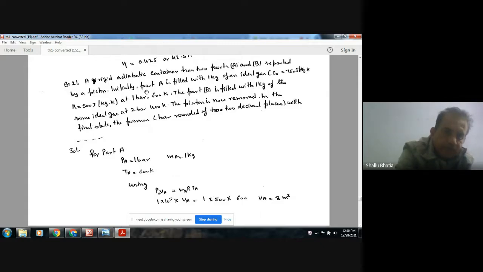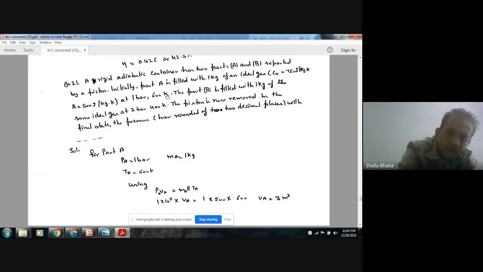Now, the two portions of the container are given as A and B, and they are separated by a piston. A carries 1 kg mass of ideal gas at pressure 1 bar and 600 Kelvin.